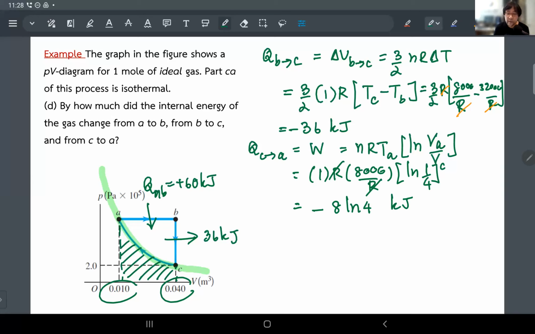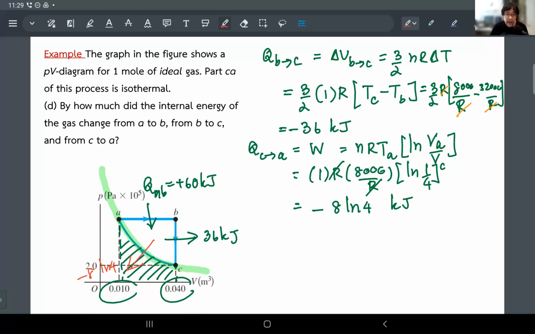Isn't that cool? All right, what does the negative sign mean? It means that during this process, heat left the system. The color is not so contrasting right here, let me put it here. There you go. That's negative 8 log 4 kilojoule. And that completes the whole process.